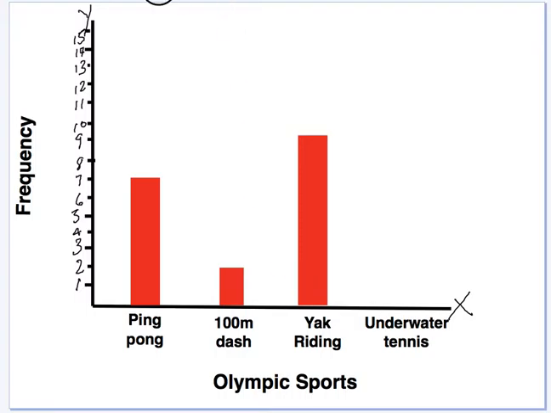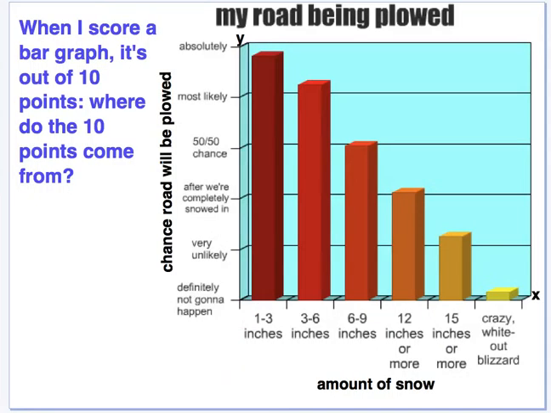And finally, underwater tennis. There were 12 people who love underwater tennis. So this is our biggest one right here, and we're going to go all the way up to here. Oops. 12, like that. And so we got our bar graph done.